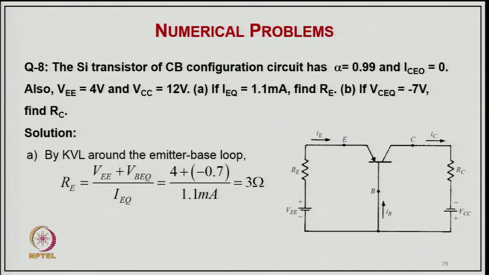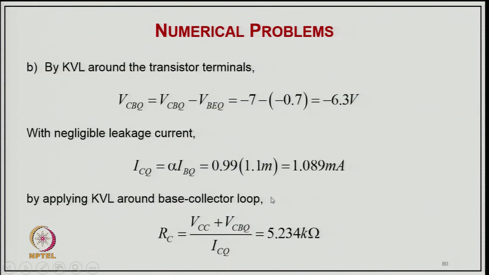Now, coming to example 8, the silicon transistor of common base configuration circuit has alpha equal to 0.99 and ICO equal to 0, and also VE equal to 4 volt and VC equal to 12 volt. If IEQ equal to 1.1 milliampere, find the RE, the resistance here, and if VCBQ is minus 7 volt, find the RC value typically of this resistance here. By applying the Kirchhoff law about the emitter voltage loop typically here, RE will be VE, that is the voltage here, minus VBEQ divided by IEQ. So, that will be 4 minus 0.7 divided by 1.1, that comes 3 ohm.